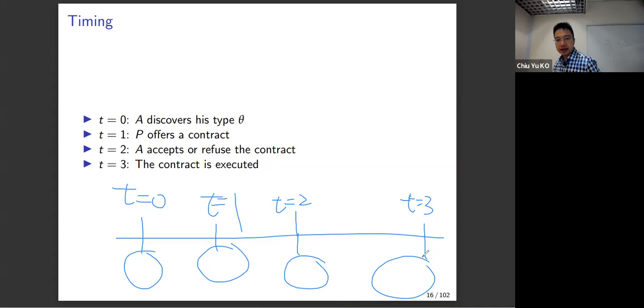First, the agent would know the type. Nature acts first, same as what we see in the Bayesian Nash equilibrium: nature decides high cost or low cost. And P is the principal, who designs the contract. The contract can only say: you produce this much, I pay this much.